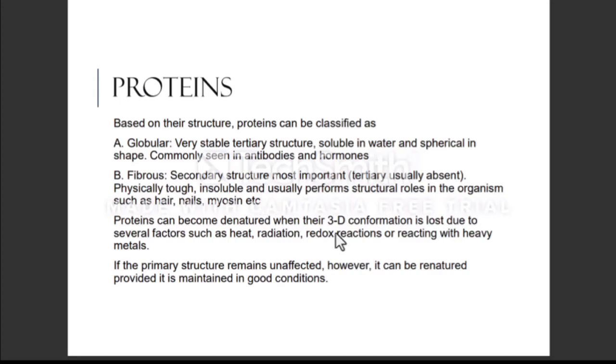Proteins can become denatured when their 3D conformation is lost due to several factors such as heat, radiation, redox reactions, reacting with heavy metals, or you could even add pH. If the primary structure remains unaffected, you can always regain the initial conformation of the protein, provided the conditions are good enough.